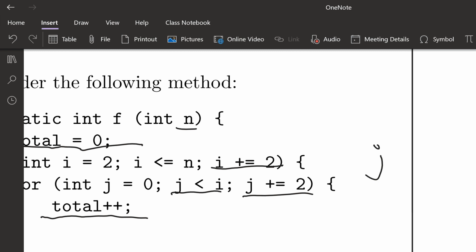Oh, come on. There we go. So j starts as 2. What is going on? There we go.